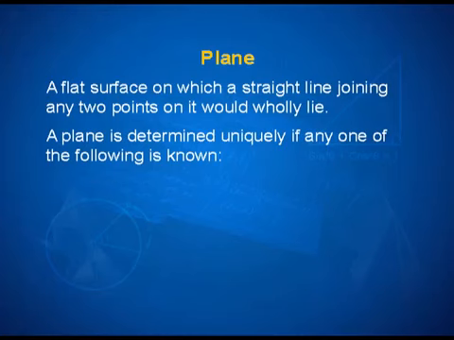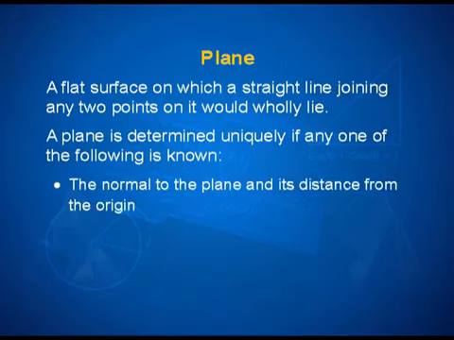And we are looking at finding the equations of the plane, which will be uniquely determined if any one of the following is known. The first one is if I know the normal to the plane and its distance from the origin. Now, normal to the plane is nothing but a direction, in our language a vector, which is perpendicular to the plane. So, if I know the normal and I know the distance of the origin from the plane, then we are looking at a possibility of finding the equation of the plane.